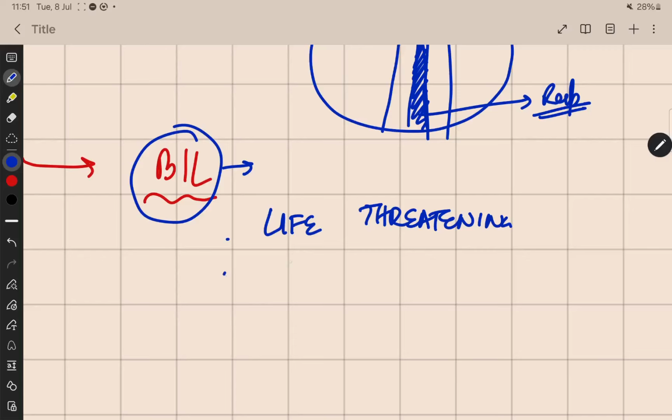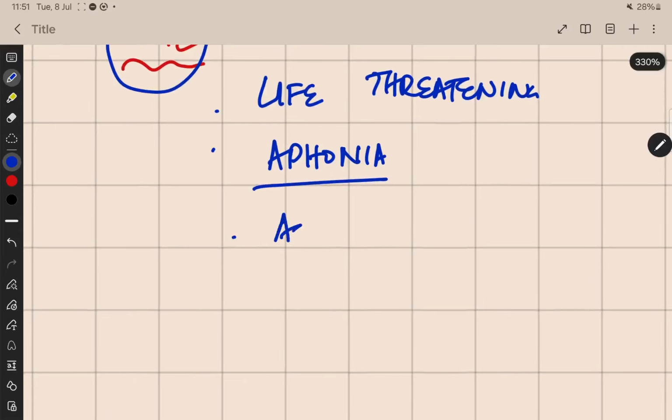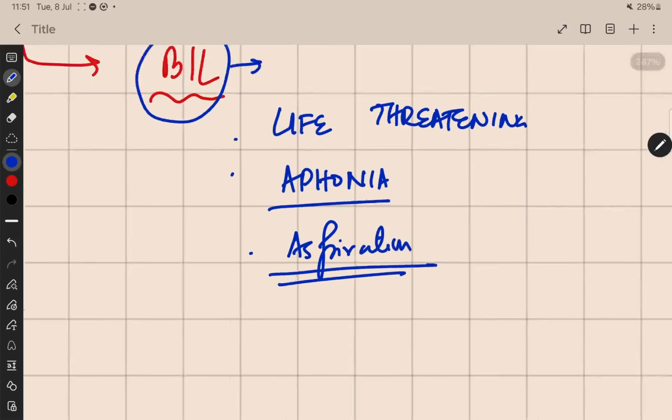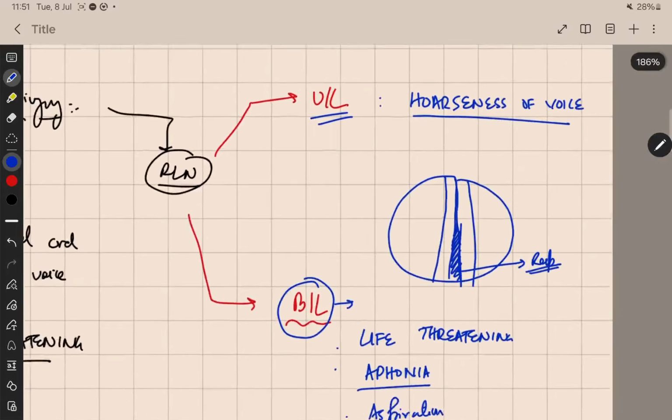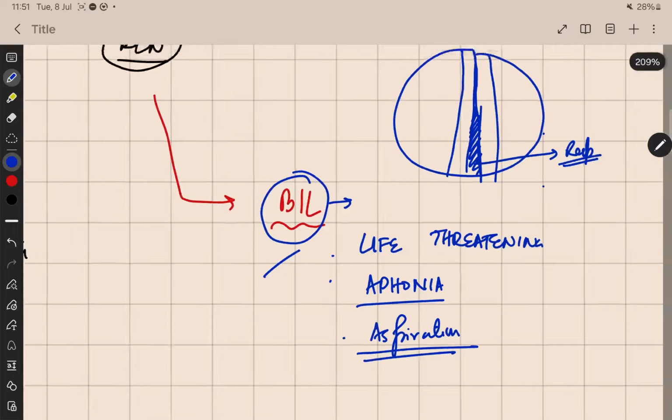Since the vocal cords cannot move, there will be aphonia, that means you cannot produce any sound, and aspiration, because you cannot swallow your saliva. So unilateral will cause hoarseness of voice, and bilateral is life-threatening, which will cause aspiration.